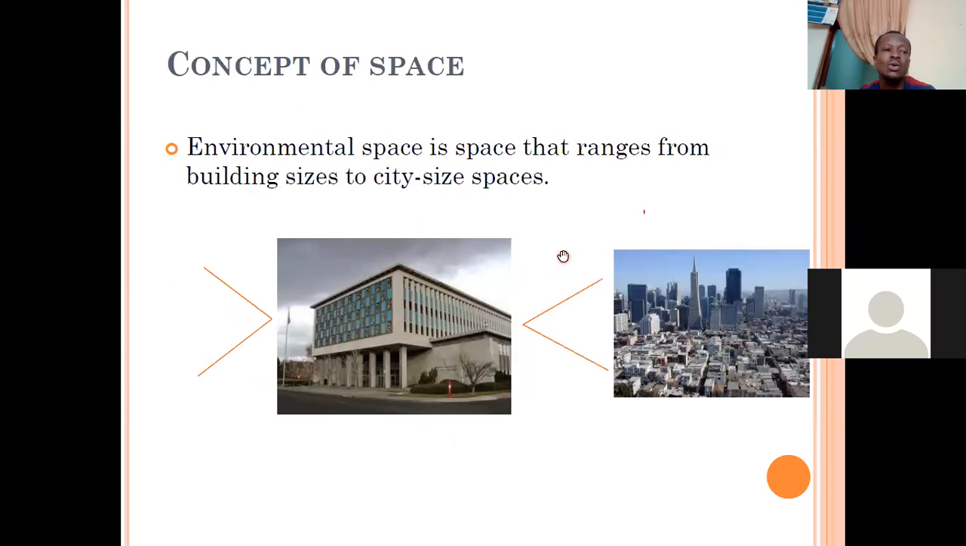You'll be picking a particular coordinate system and you say, this is a geographic coordinate system. And you'll be asking, why is this one geographic? Then you know that there is something called geographic space. Are you with me? Environmental space is space that ranges from building size to city size spaces.